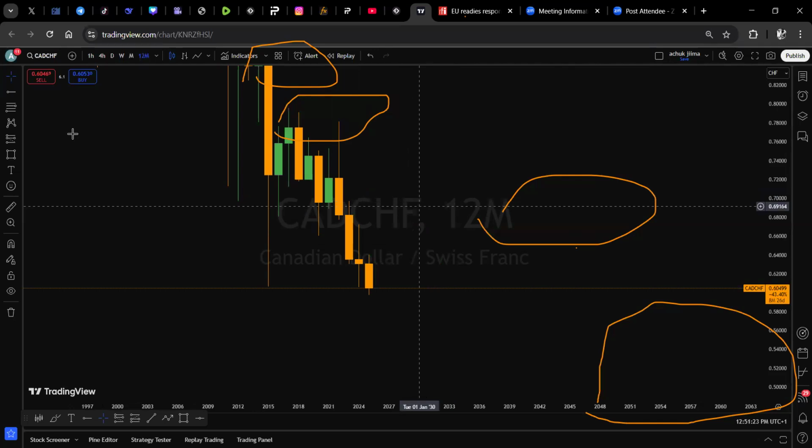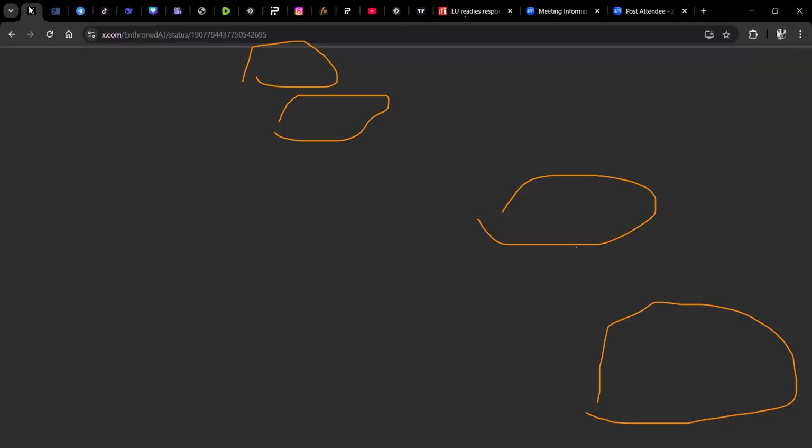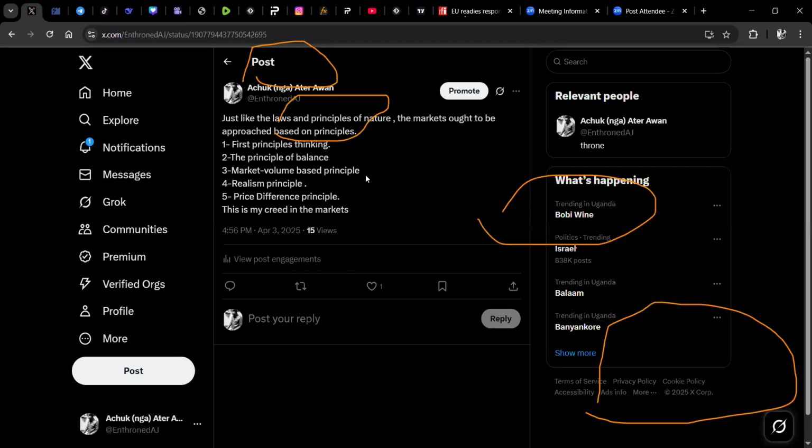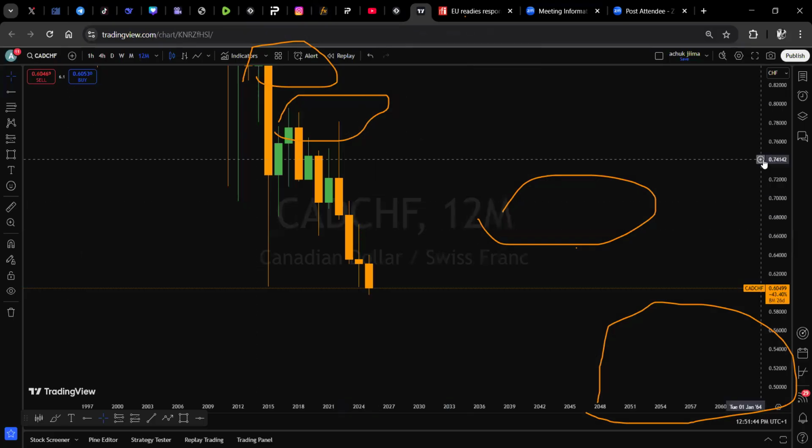And while you do that, you need to follow certain principles. The market is not some kind of random thing. The market is really, really very principled. So let me show you one principle that I incorporate in my trading, and I show you the tip of its iceberg, not that deep. The principle of balance. I'm going to use the principle of balance to explain the next direction for the Swiss pairs.